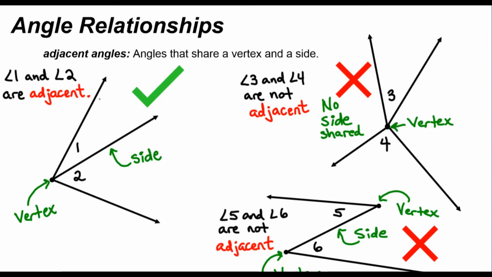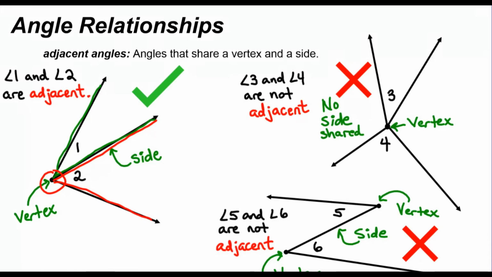Angle 1 is created with this line and this line. And angle 2 is created with this line and the same line that angle 1 was using. So they share a side, and they also share a vertex. They have the same vertex and they share a side. So they're neighboring angles. Adjacent angles are neighboring angles. They share a side and a vertex.